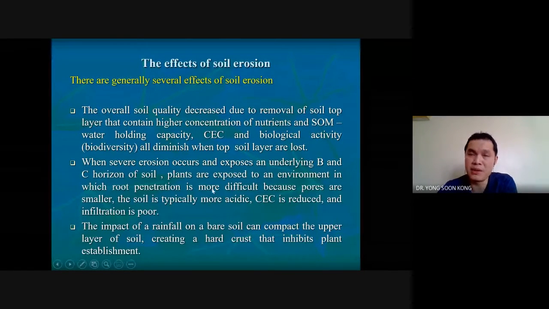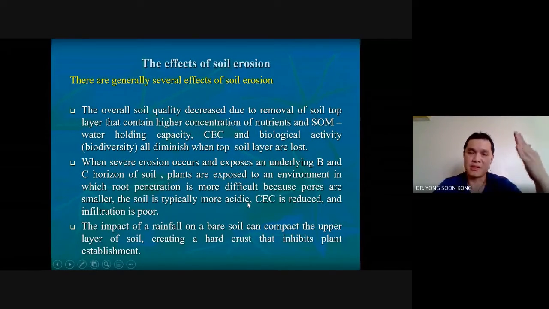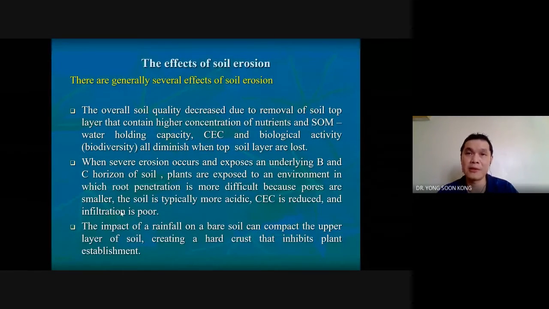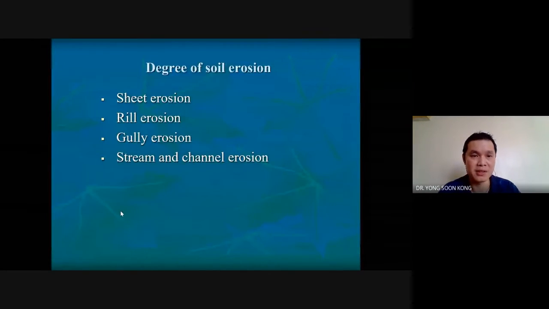Now, this will not happen if they are not exposed. They will only become acidic when the subsoil is exposed to the air. So again, CEC is reduced, infiltration is very poor. So these are the continuation due to the erosion of the subsoil. And then you can see the entire thing. When all the soils are lost, then where are you going to stand? You stand on solid ground. So that's a problem. When erosion happens, it changes the landscape. Not only does it change the fertility of soil, it also changes the landscape. So you need land to stand on to build a house, plant a lot of things. So those are the effects due to erosion.